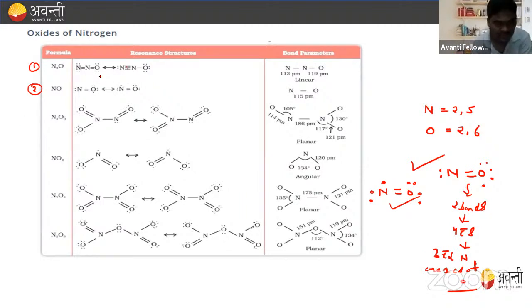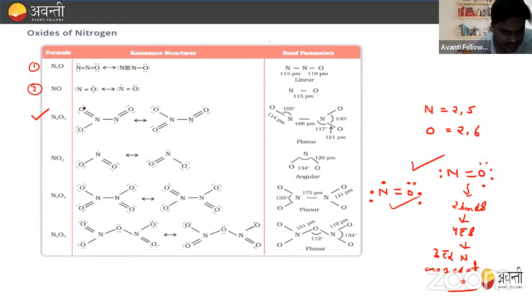Similarly, the resonance diagram of N2O is like N, N, and this will form a single bond. Here the double bond means one is a coordinate bond of nitrogen. So this will be N2O. Now let's draw the structure of N2O3. So this is the structure of N2O3, like N, N, and this will be O3.